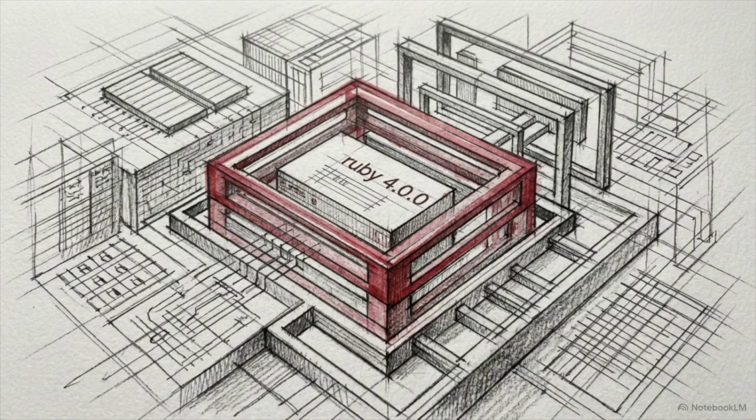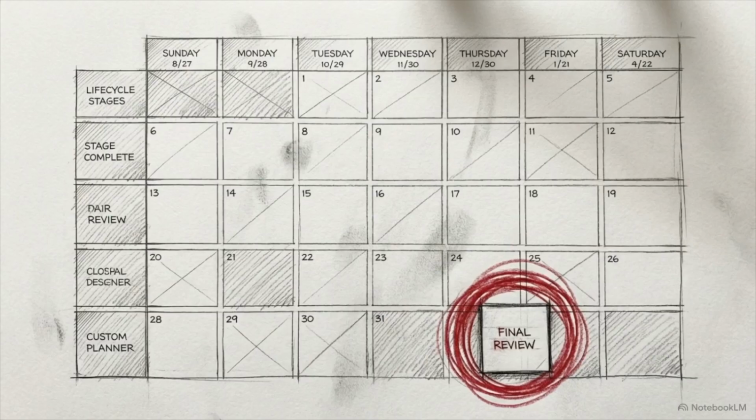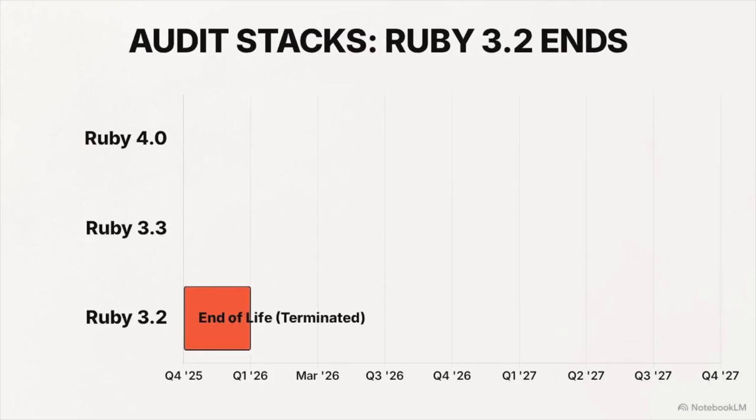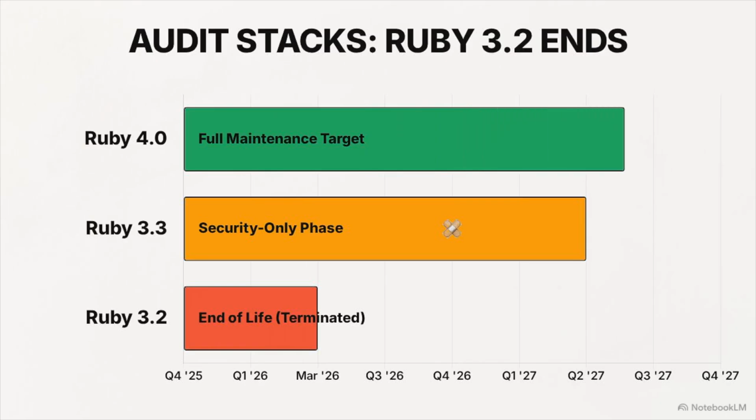Simultaneously, the rollout of Ruby 4.0 has introduced a structural shift in how the interpreter handles memory and concurrency. Organizations are now navigating the limitations of legacy infrastructure while evaluating a modern runtime engineered for greater robustness. The Ruby support lifecycle matrix shows that the maintenance window is narrowing. Ruby 3.2 has reached its end of life. Ruby 3.3 moves into a security-only phase, while 4.0 remains the full maintenance target. Because the 3.2 line terminates completely on March 31, 2026, teams must immediately audit production stacks.